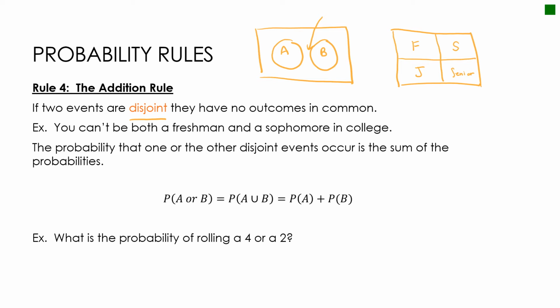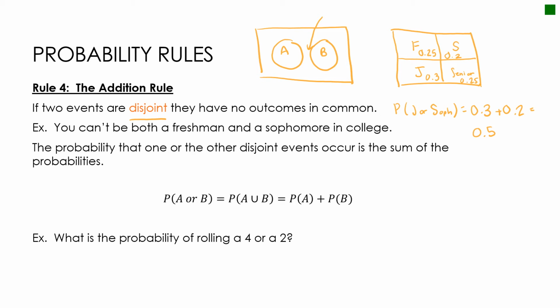If I want to find the probability of that one or another disjoint event occurs, I'm just going to add those together. So let's say the probability that I'm a freshman is 25%, sophomore is 20%, junior is 30%, and senior is 25%. If I want to know what's the probability that I choose a junior or a sophomore, then I would add junior plus sophomore, and my answer would be 0.5 or 50%.